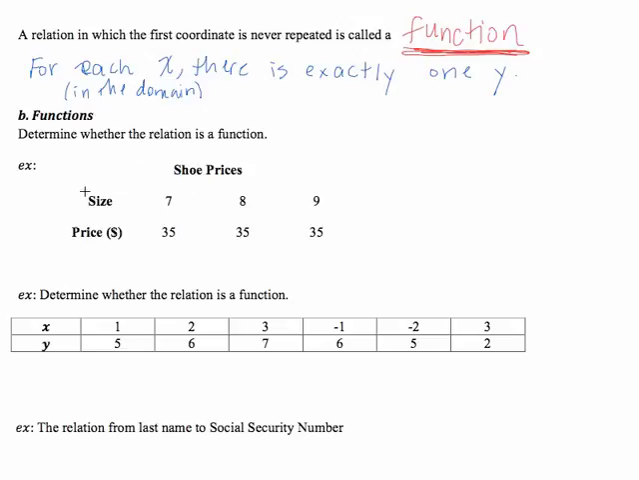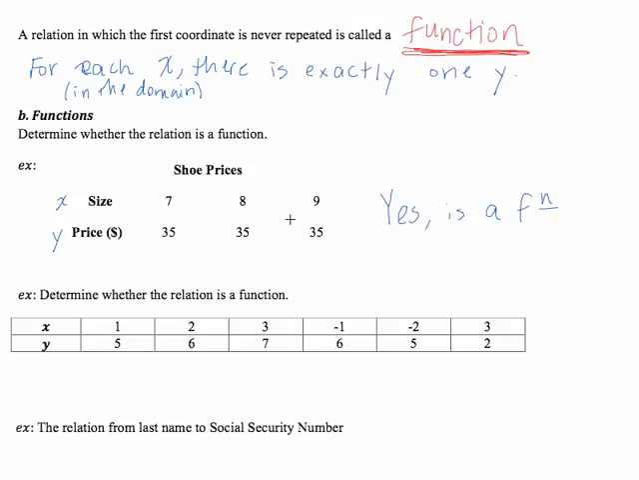So is this relation a function? For each different x, there is only one y. So it's implied here that in the relation between shoe size and price, size is the independent variable, or the x, and price is the dependent variable. No matter what shoe size you have, the price remains the same. If your shoe size or x is 7, the price is 35. When x is 8, y is 35, and when x is 9, y is 35. So for each separate x, there is exactly one y. So yes, this one is a function, and that's a shorthand abbreviation for function right there.